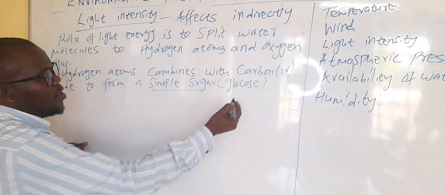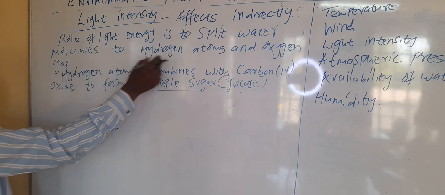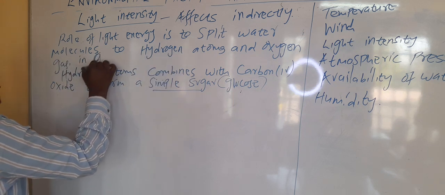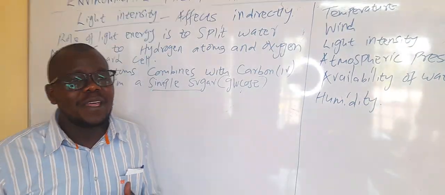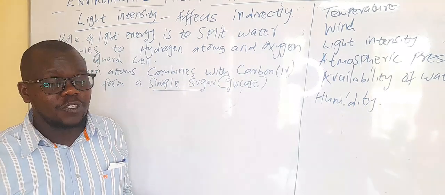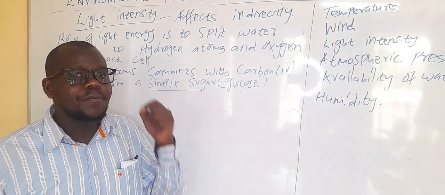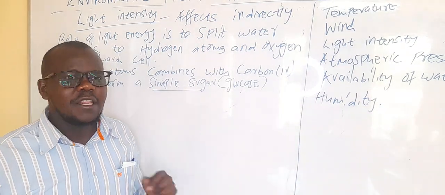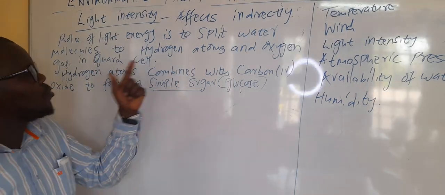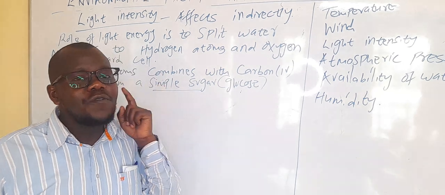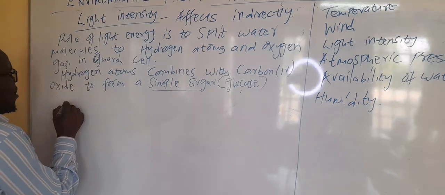And what happens at this point? We form glucose in the guard cell. In the guard cell, we have chloroplasts. Those chloroplasts absorb the light energy, which is used to split water molecules into hydrogen atoms and oxygen gas. The oxygen gas will just be lost to the atmosphere to be used in respiration. Then the hydrogen atoms combine with carbon dioxide in the carbon dioxide fixation process, and we form a simple sugar. This glucose formed will increase.